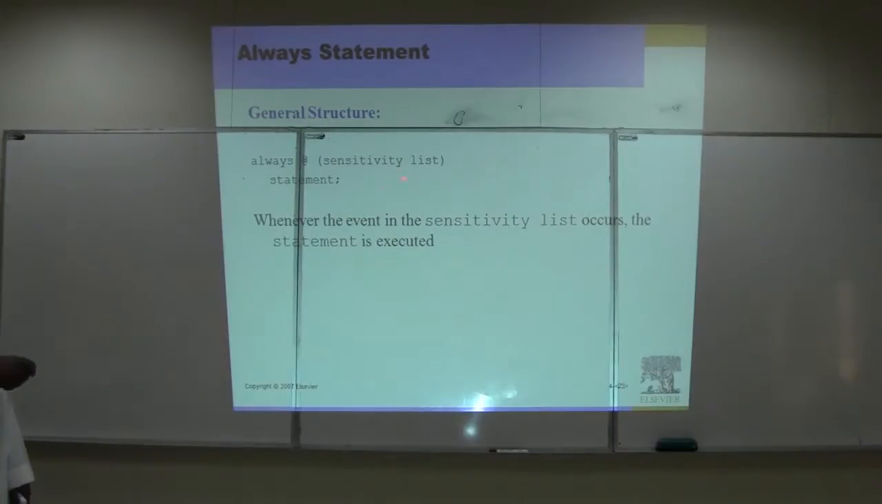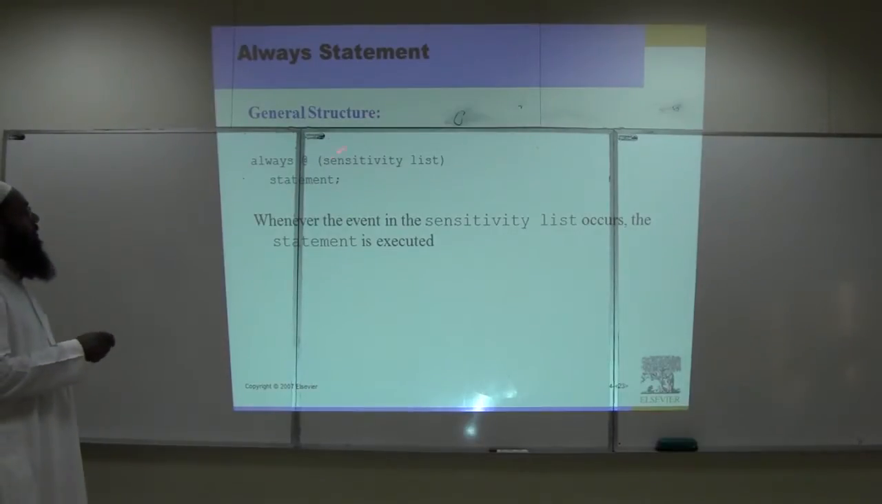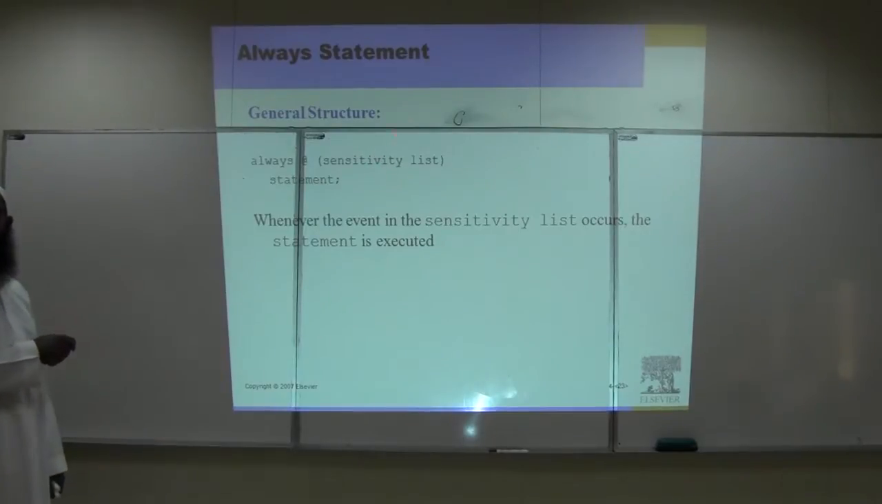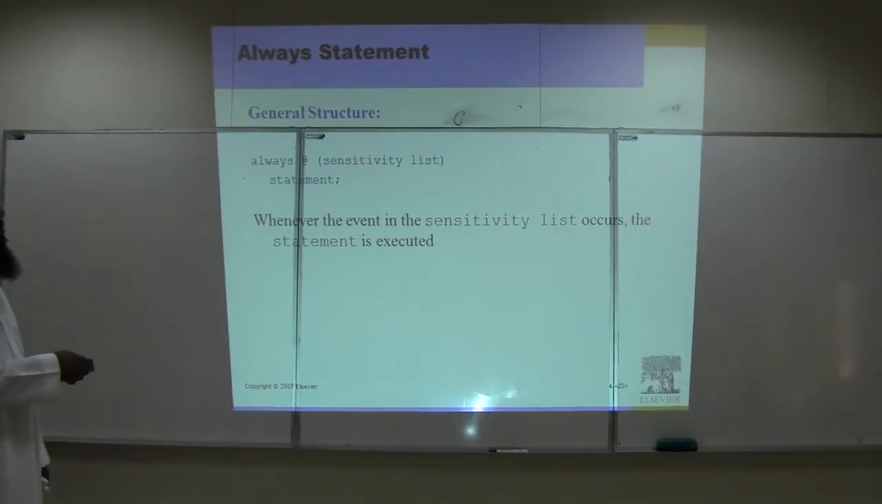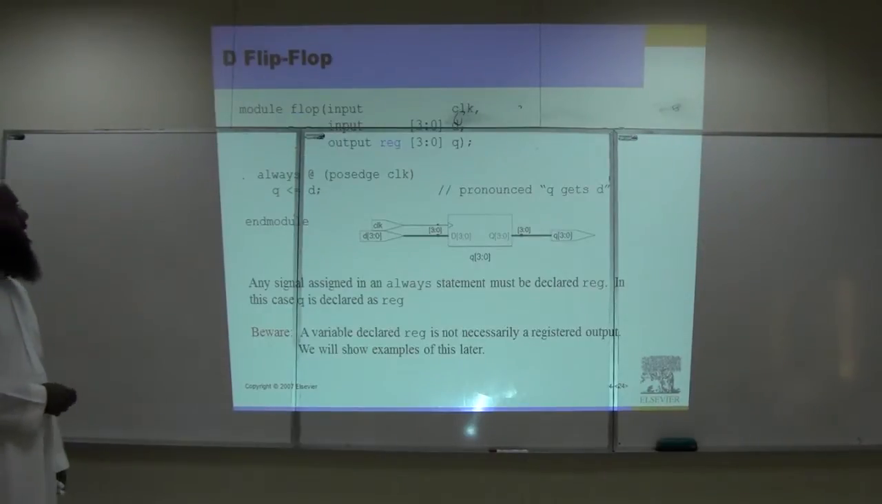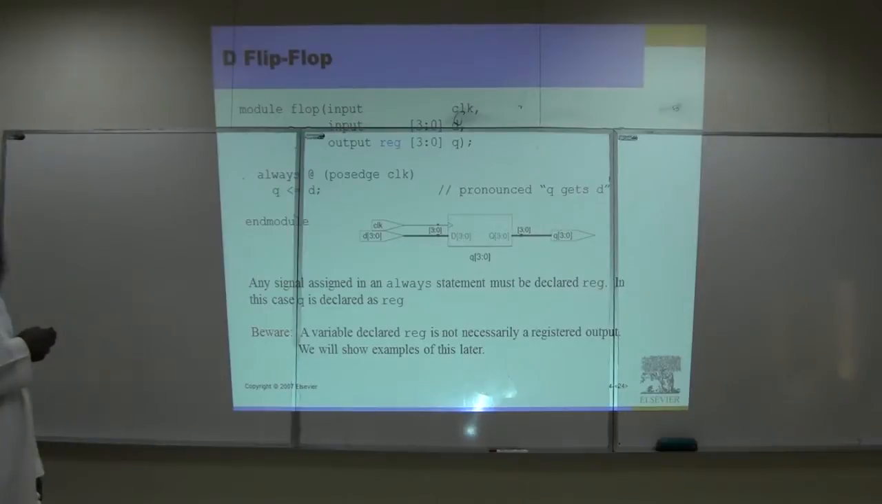This means that if this list is true, then this statement will happen. Like an if statement. So let us see one example. This is an example of a D flip-flop, right? You know D flip-flop? We talked about D flip-flop in chapter number 3.